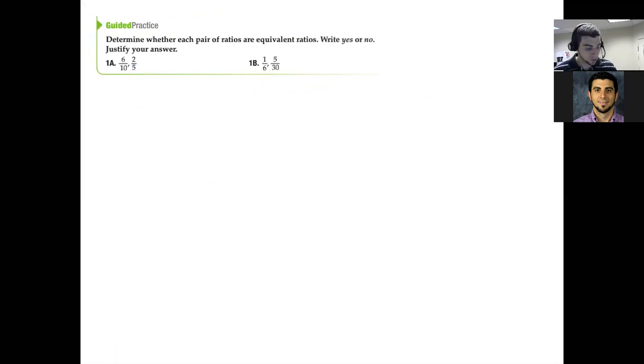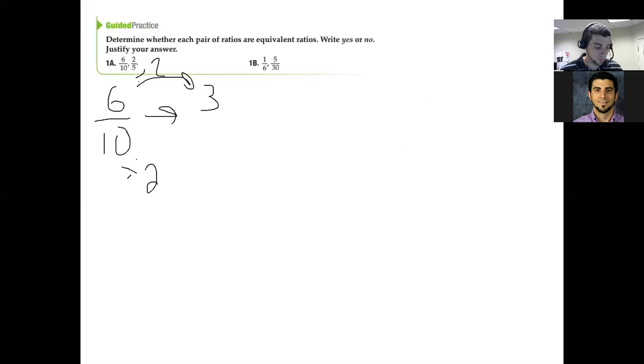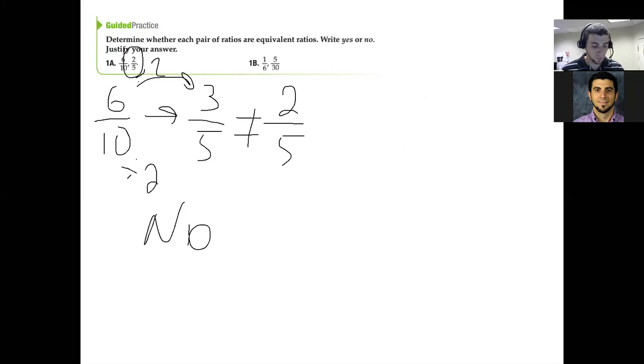Okay, we're back. So 6/10, if you put it in simplest form, you would divide by 2. So that would be 3/5. And that's not the same as 2/5, which is this one right here. So that's a no. 5/30 in simplest form, you're going to divide by 5.